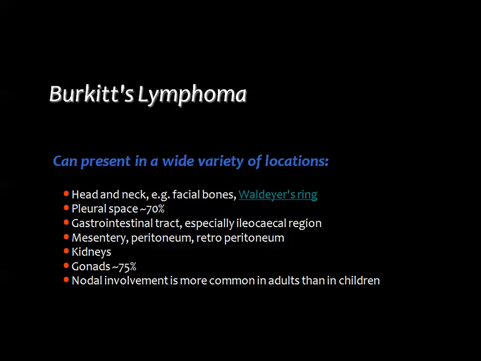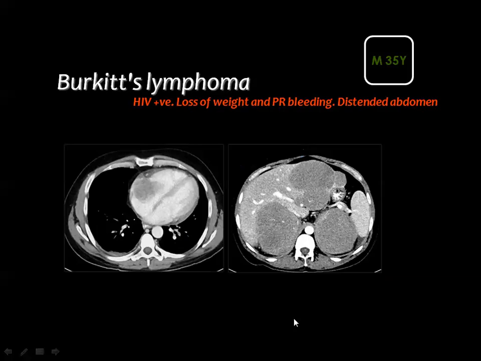Burkitt lymphoma can present with many sites of involvement, including sites in the head and neck, like the facial bones and the Waldeyer ring, the pleural space, gastrointestinal tract, mesentery, peritoneum, retroperitoneum, kidneys, gonads. Nodal involvement is less common in children, but is more common in adults.